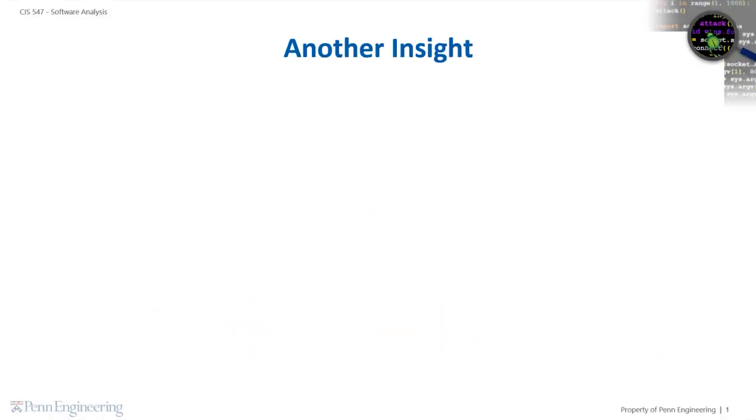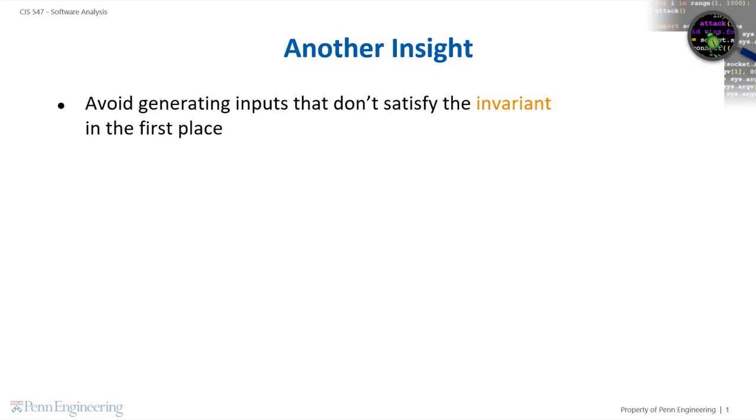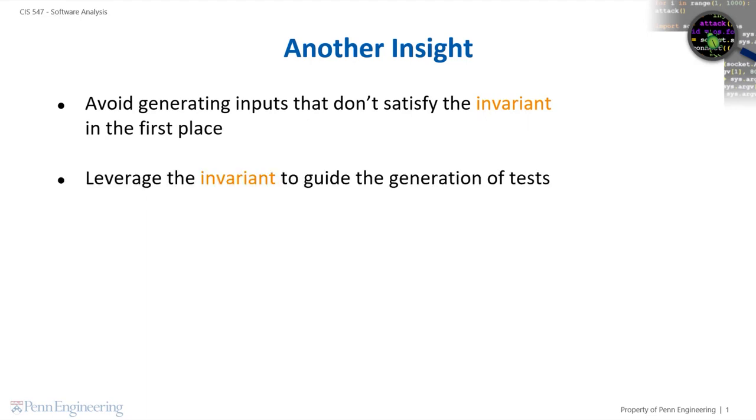Let's focus first on effectively filtering out invalid trees. It's inefficient to generate each candidate input and then check whether it actually satisfies the conditions of being a tree. Instead, we want to avoid generating candidate inputs that don't satisfy the invariant in the first place. Let's look at how Korat uses the invariant as a guide in the generation of test inputs.